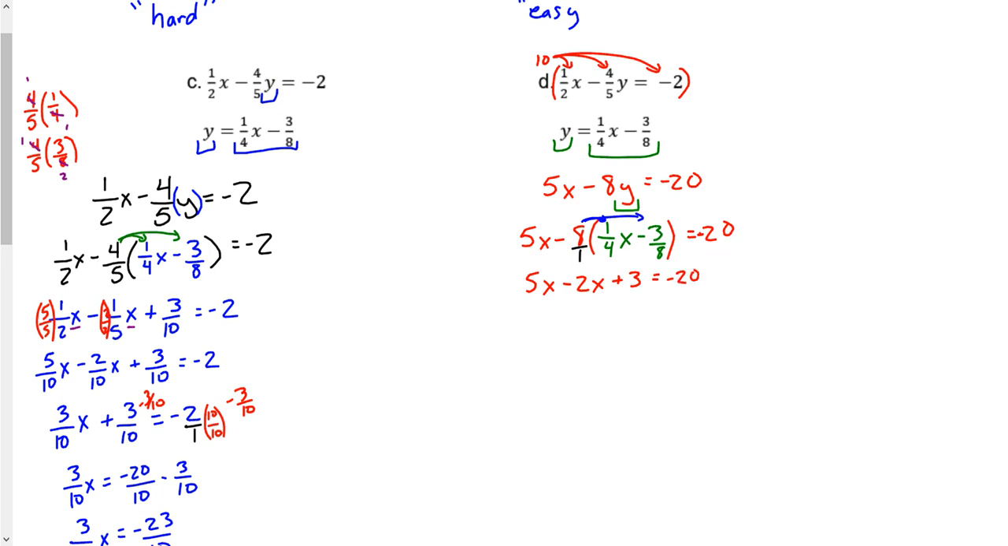So I can combine my like terms. 5x subtracting 2x, 3x. At the same time, again, this is what I told you before, you can do work at the same time. Get my x by itself, and x is -23 over 3.